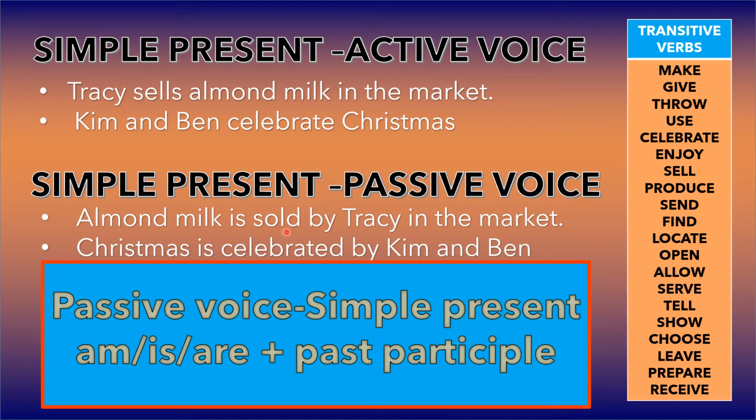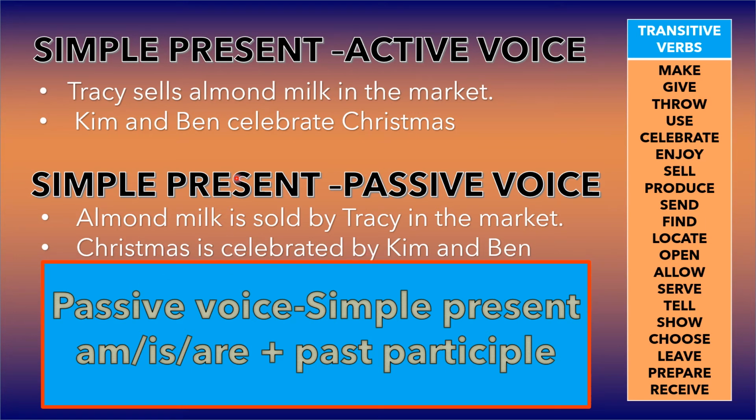Almond milk is sold by Tracy in the market. Is sold. Christmas is celebrated by Kim and Ben. And students, you should not be confused by simple present passive voice. Because if you go back and think about the grammar, the structures that we have seen, there is no structure that has is and a past participle. We have, for example, is and a present participle, and that is present continuous, right?